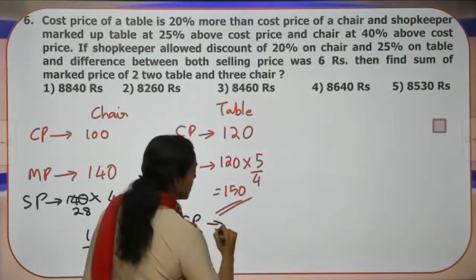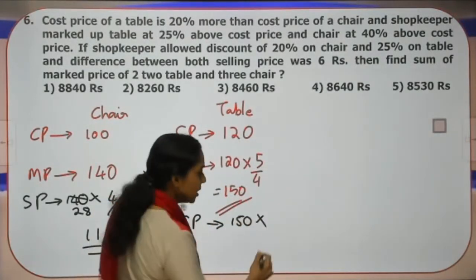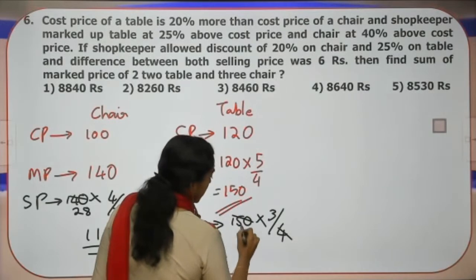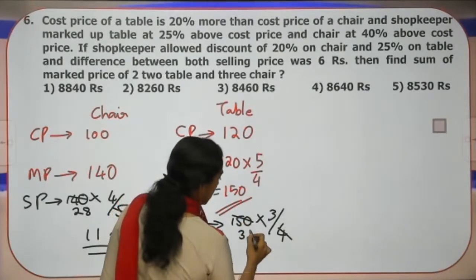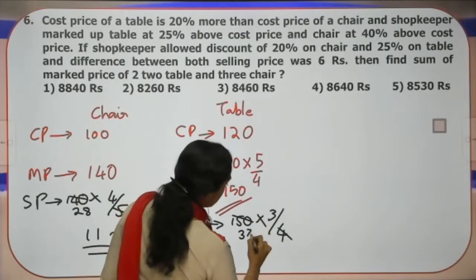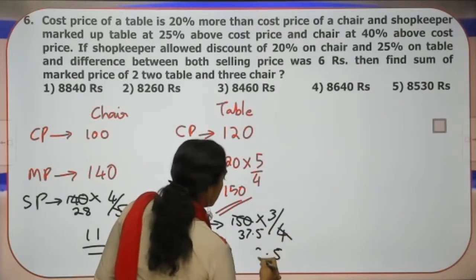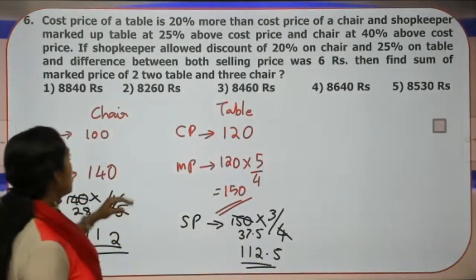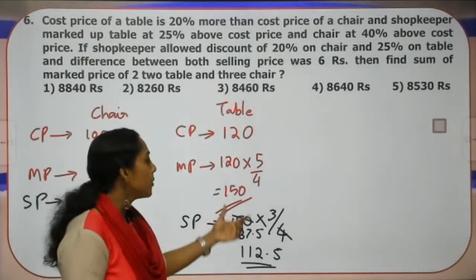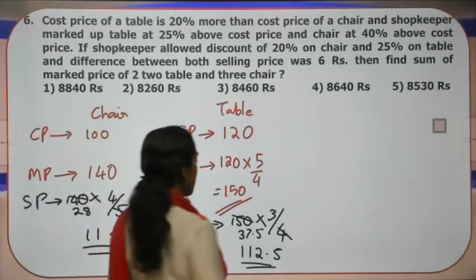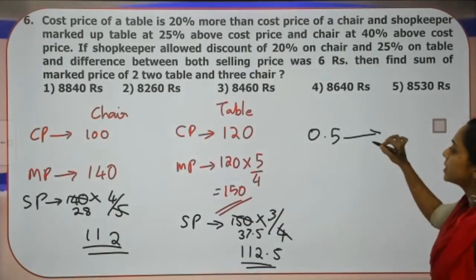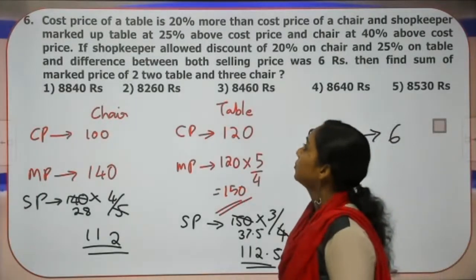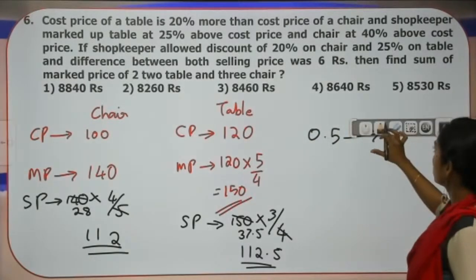So here the selling price is 150 into the remaining 75%, which is 3/4. So 3/4 of 150 is 112.5. Okay, so the SP of the chair is 112 and the SP of the table is 112.5. So the difference here is 0.5, and this 0.5 is given as 6 rupees. Then what is our question? Sum of the marked price of 2 tables and 3 chairs. Okay, 2 tables.